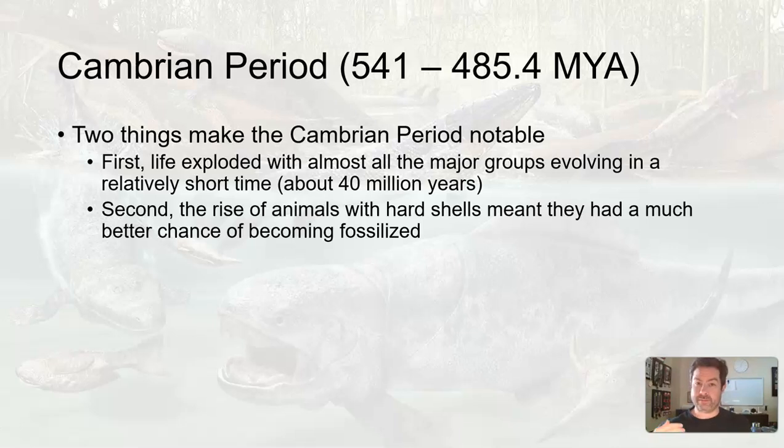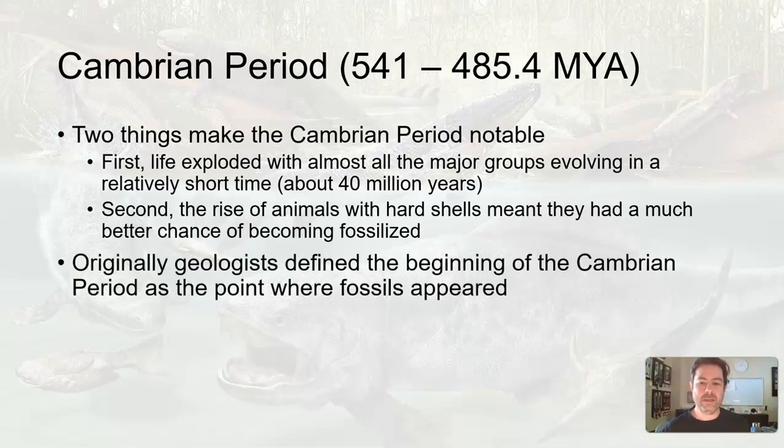Second was the rise of a new type of animal that has hard shells, and things that have hard material have a much better chance of being fossilized. Things that are very soft, like jellyfish or other things like that which existed early in the Cambrian, are very soft-bodied, and they don't preserve very well. They do in some places, but they're very hard to preserve and fossilize.